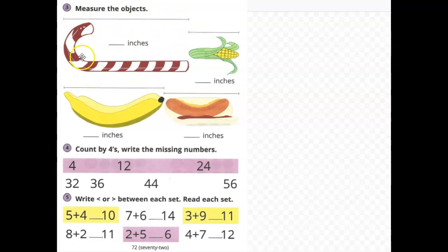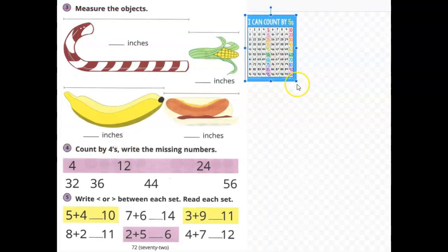Now, if you are at home and you have these items, you can ask Mom if it's okay for you to measure real items too, okay? If you have a banana, a candy cane, corn, and a hot dog, you go right ahead and measure real ones and write the answer, okay? If not, just go grab your ruler, push pause, and measure the ones on your picture board, on your page right now, okay? And then when you're done measuring, meet me back to do number 4 together, okay? So push pause, get those measured, and then meet me back.